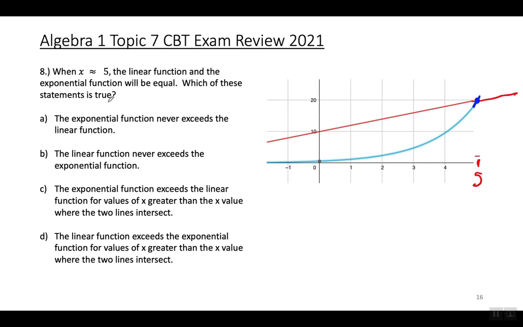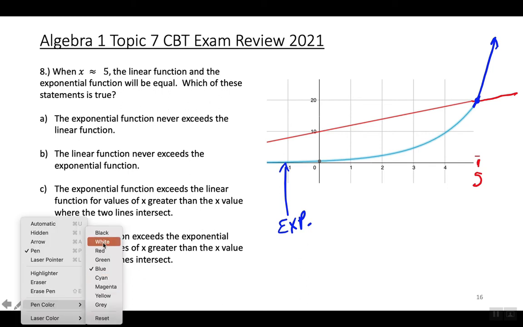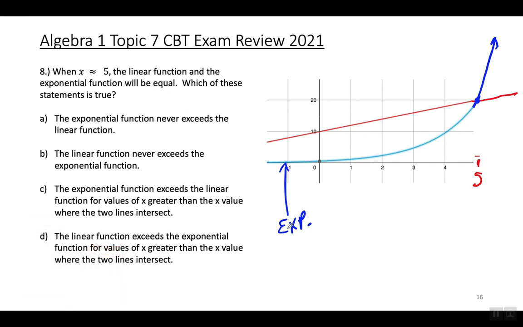Which of these statements is true? Now, first of all, common sense should tell you that the blue line is going to keep going like that, and the red line keeps going like that. So let's look at this. The exponential function, remember, the blue one is the exponential one. You should know this, but just in case anybody's really lost. And the red one is the linear function.